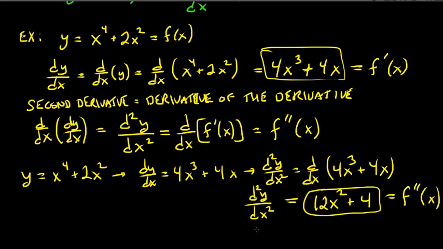What would the third derivative be here? Y prime or f triple prime? Well, the derivative of 12x squared would be 24x, and the derivative of 4 would be 0. So it would just be 24x plus 0, or just 24x.